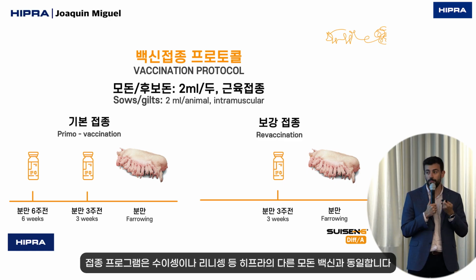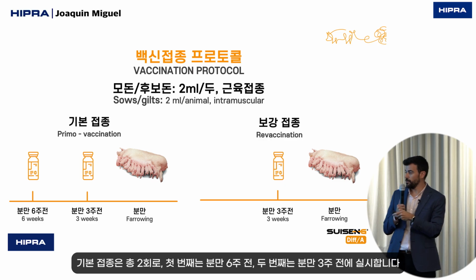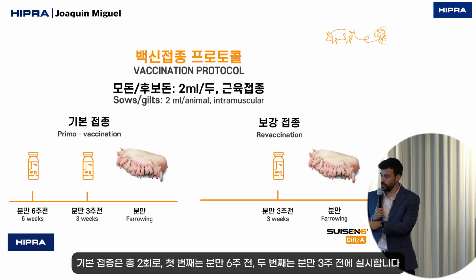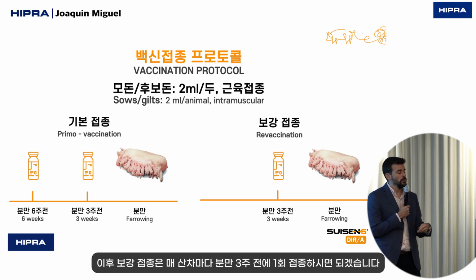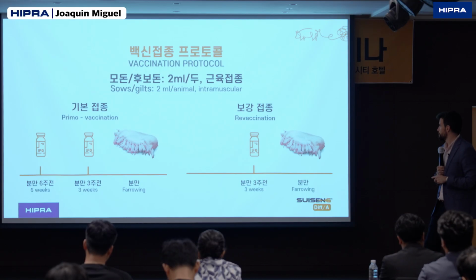So it's the same protocol as other similar vaccines like SUISENG or Rinicent. For the primo vaccination, we are going to have a double shot, 6 and 3 weeks before farrowing, and then in every cycle we are going to do a revaccination 3 weeks before the farrowing.